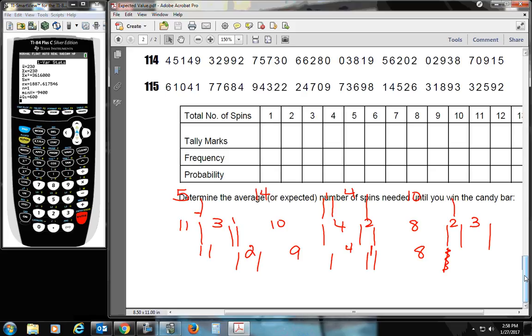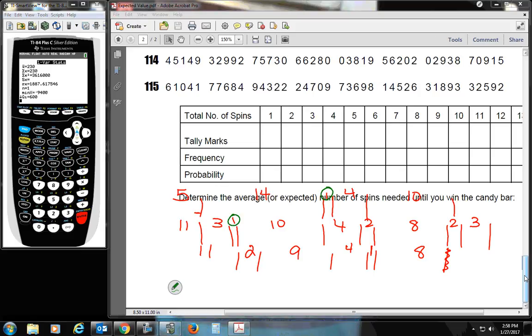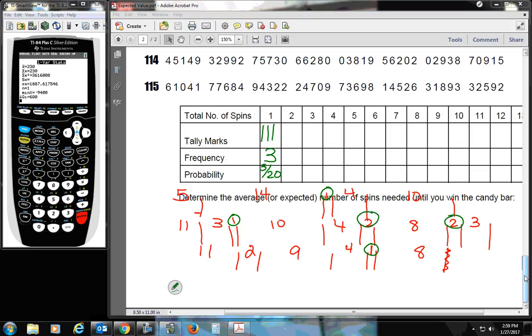Did we ever get a 1? So I think I have a 1 right here. I have a 1 right here. And a 1 right here. So it looks to me like I have 3 tally marks, which is a frequency of 3. Remember, we did it 20 times. So that would be 3/20ths for a probability. Okay. Did we ever do it in 2? Let's see, there's 1, 2, 3. It looks like only 3 times that I did it in 2. So 1, 2, 3, 3/20ths.